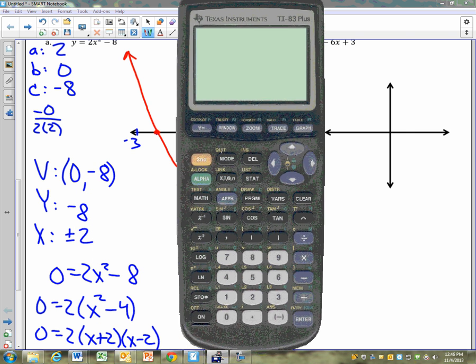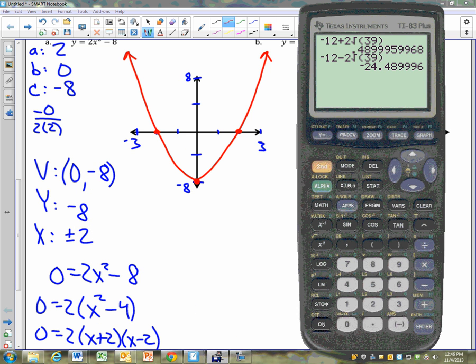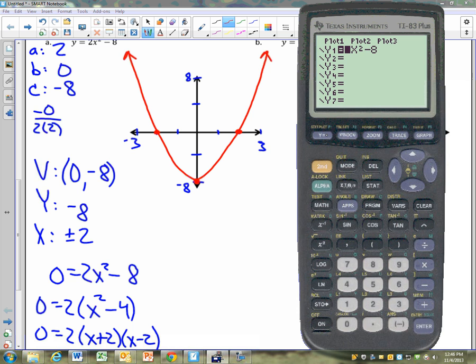How about this? If I want to check the answer, all I got to do is turn on my calculator. I go to y equals, I type it in. I change my window to look exactly like I have it. Negative 3 by 3 with the tick mark of 1. Negative 8 to 8 with the tick mark of 4. I press graph. We've got the same exact thing. Should match your picture identical.